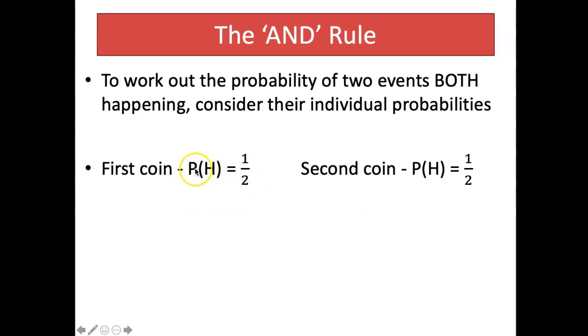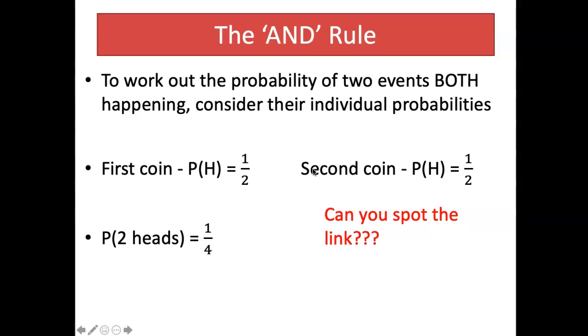Previously, if we have 1 coin, we know that the probability of getting a head is 1/2, and then getting a head on the second coin is another half. So if this is the case, finding 2 heads is 1/4. I'd like you to take a look at this and hopefully you get a connection.